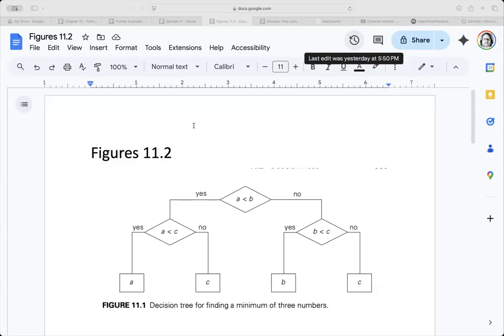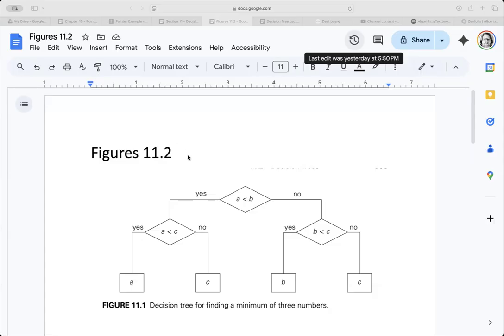Okay. So 11.2 is about decision trees again. And for this, we're going to look at a device called a decision tree that's going to help us to figure out the performance of some of the algorithms. Especially those that are comparison based. And many of the algorithms that we've talked about have a comparison somewhere along the way.